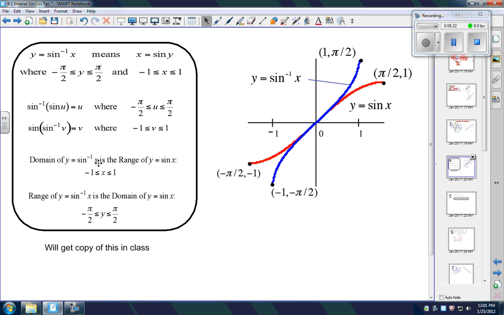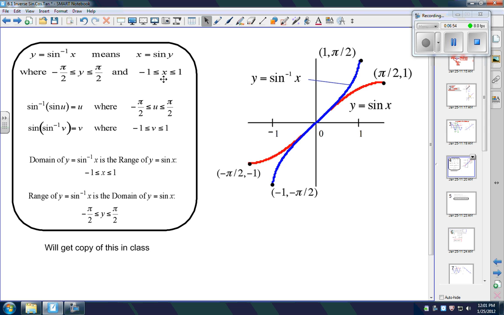All of this here will be given to you tomorrow on a little sheet with the cosine and tangent ones as well. So here are some definitions. If we say y equals sine to the -1, that's our inverse function. That means x equals sine of y, because we're going to switch the x and the y's and solve. We just talked about where this graph takes place, from -π/2 to π/2, and from -1 to 1.